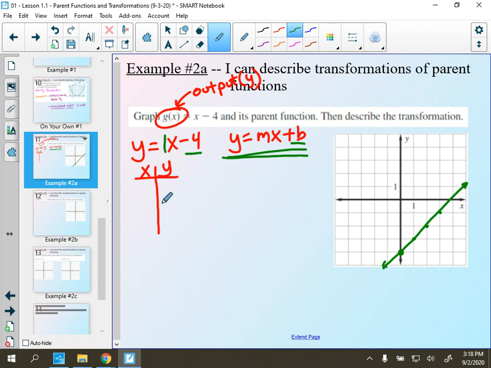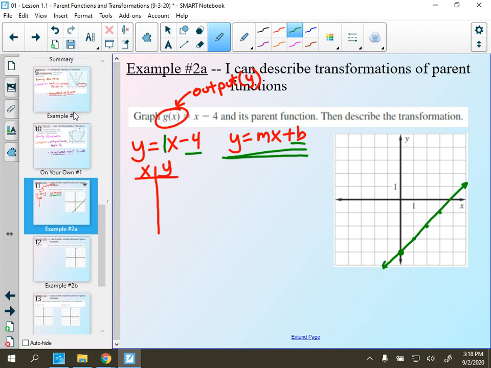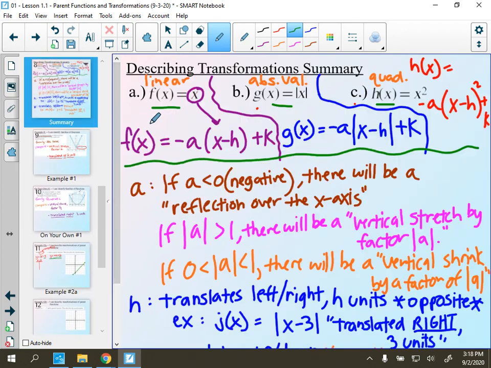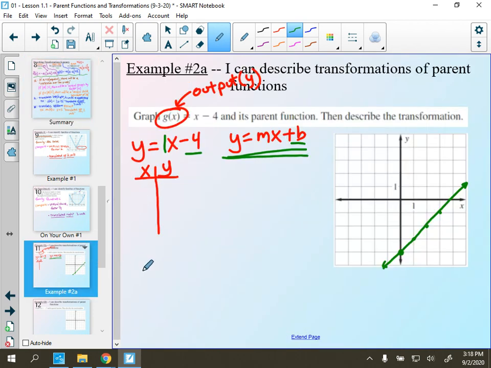What's the parent function? So here's where you might need to look back at your notes. The closest one I think we have was right here, and said, oh yeah, that was my linear parent function, f of x equals x. And I know sometimes people actually struggle with that one. So let's take a look. That would be like graphing y equals x. This is our parent. Y equals x.